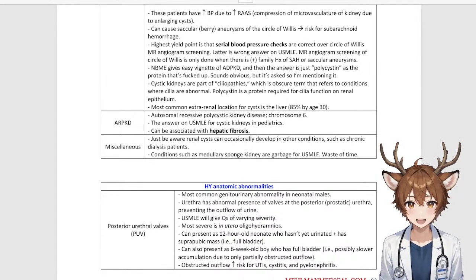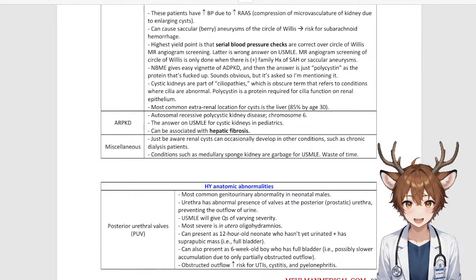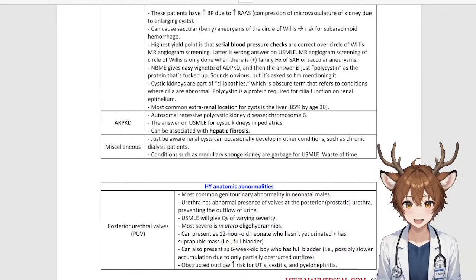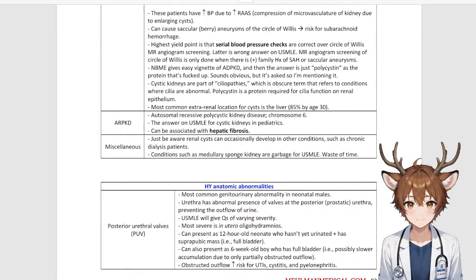Miscellaneous. Just be aware that renal cysts can occasionally develop in other conditions, such as chronic dialysis patients. Conditions such as medullary sponge kidney are garbage for USMLE, waste of time. Okay.